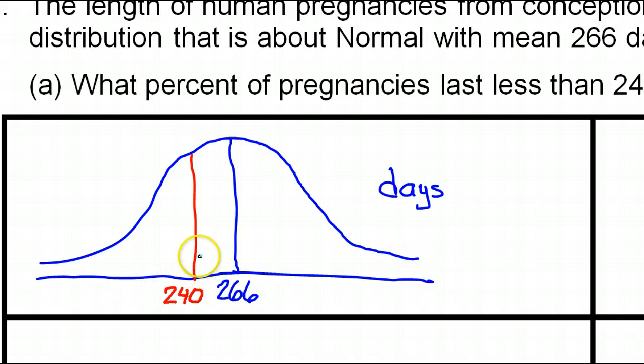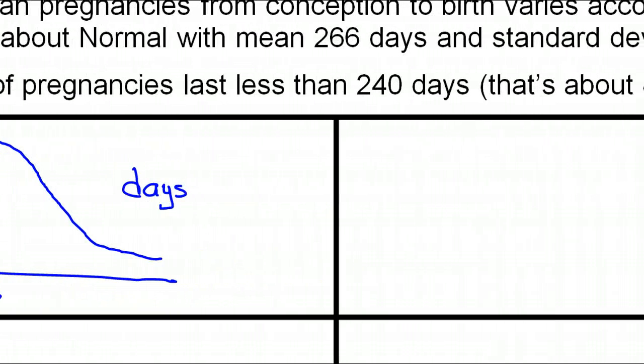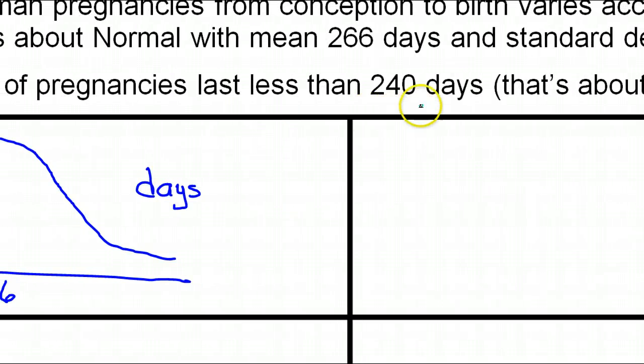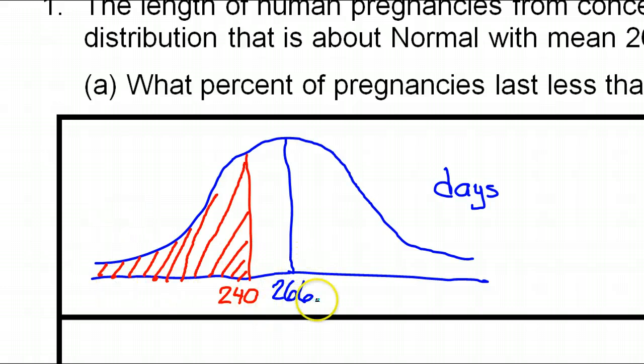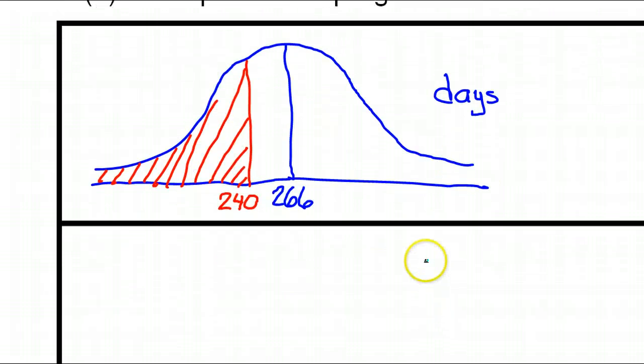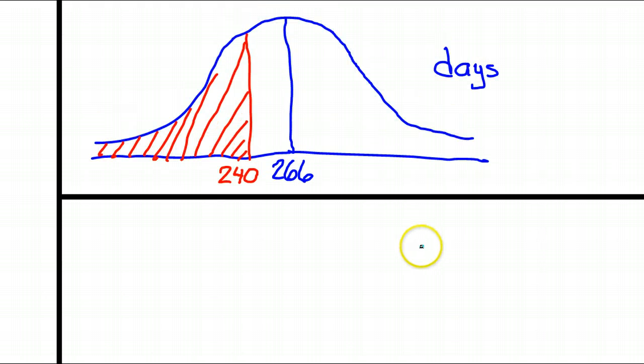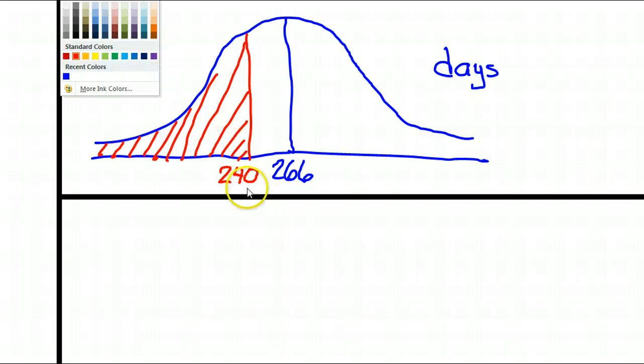Now we're going to shade one side or the other of this 240. We want to know what percentage of pregnancies last less than 240 days. So we will indicate that by shading in the part of the distribution that is to the left of 240, because that's the less than part. So just go ahead and shade that in. So that is step 1 complete. Now, step 2, we need to standardize this by converting this to z-scores.